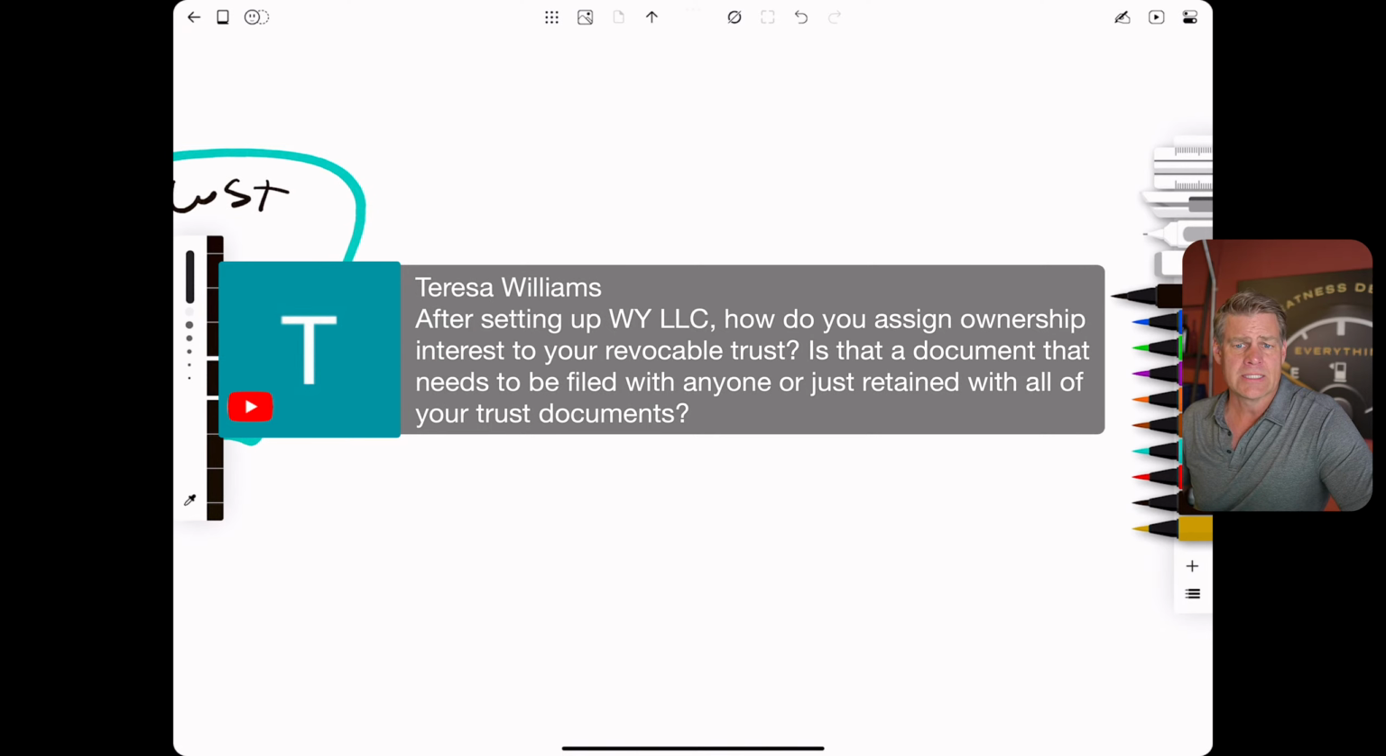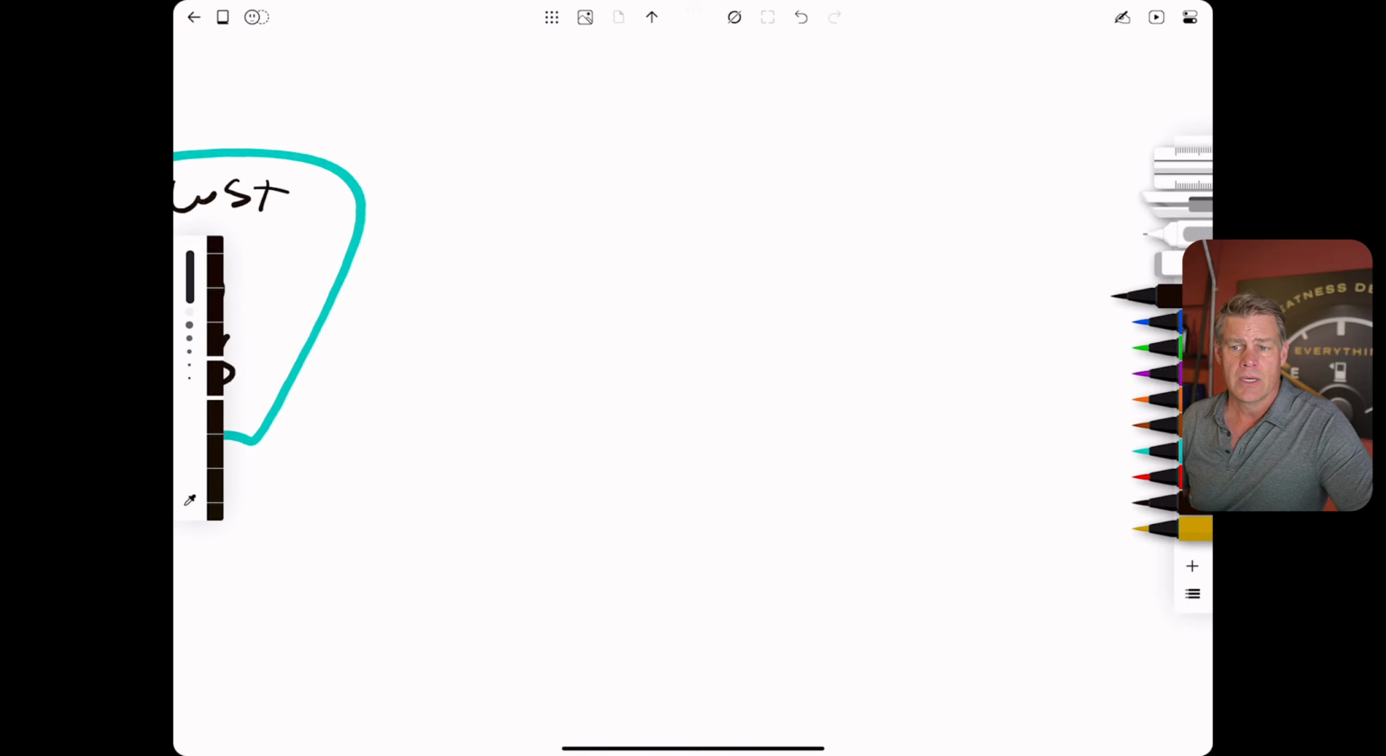After setting up a Wyoming LLC, how do you assign ownership to your revocable trust? That's just a document. That's all you do. It's just an assignment of membership interests. It's really simple. Once you've set up your LLC, it's just an assignment of interest. Teresa, if you're a client of Anderson, just call us up and we'll draft that for you. In fact, when we do a funding call with you on your trust, after your living trust has been established by us, we will look at that and make sure those types of things haven't been missed and those interests have been transferred over.